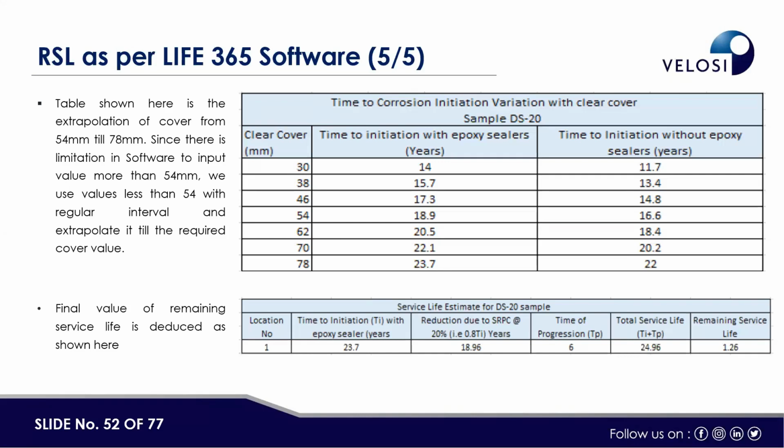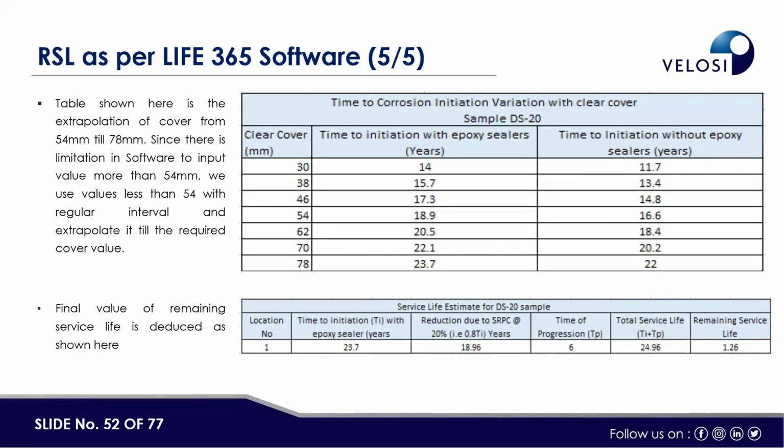Then once we receive these values for 78 mm with epoxy sealers, time for initiation is 23.7 mm. So from this value, we will have final value for remaining service life deduction. This will be done as a separate check in an Excel sheet. So we'll have the location, which sample it was taken. If it is for a column, then we'll have separate check for the column. For beam will be separate. For foundation should be separate.